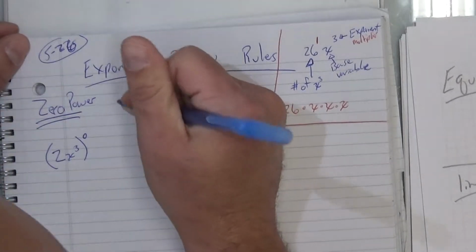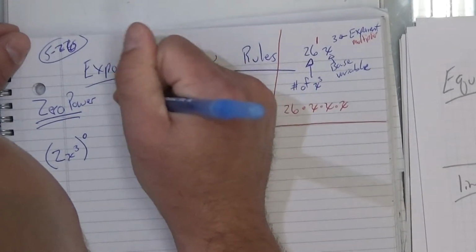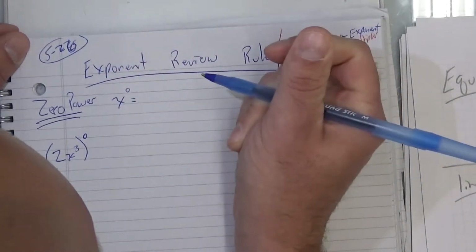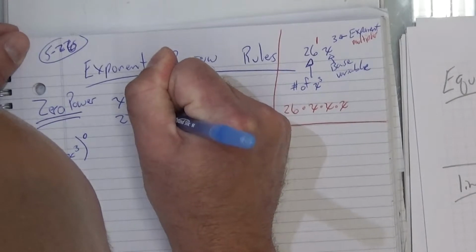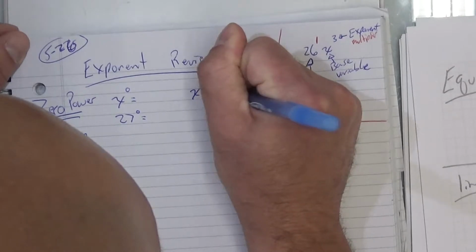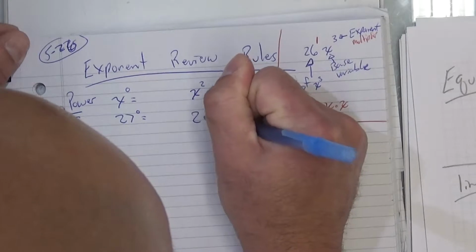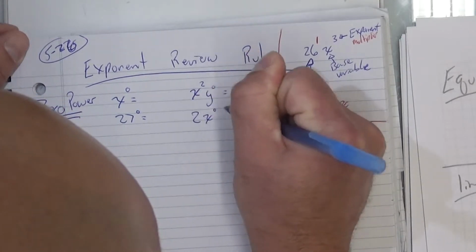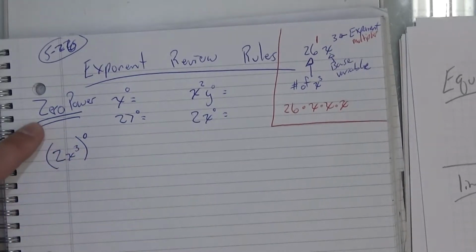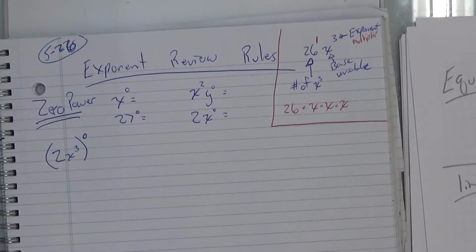I'm going to give you some more examples here. x to the 0 equals, 27 to the 0 equals, x squared y to the 0 equals, and 2x to the 0 equals. These all are examples of having a 0 power. In different places there are zeros as the exponent.